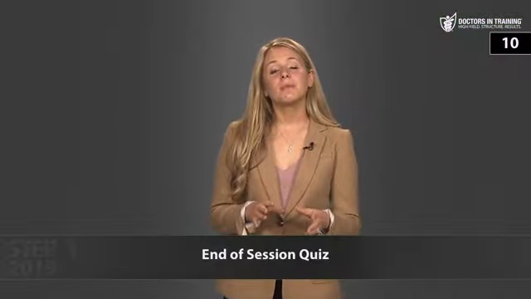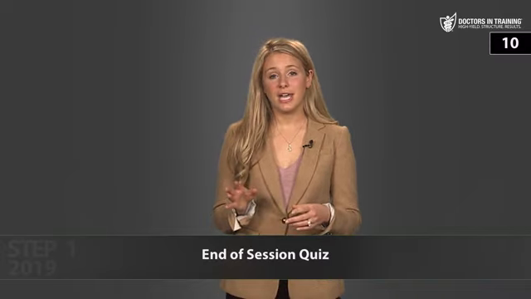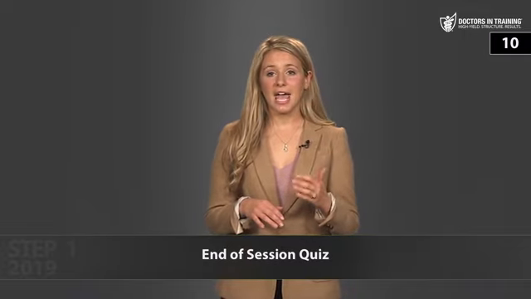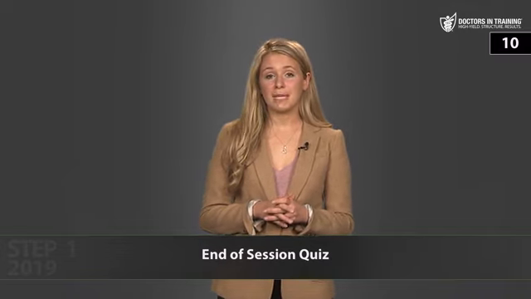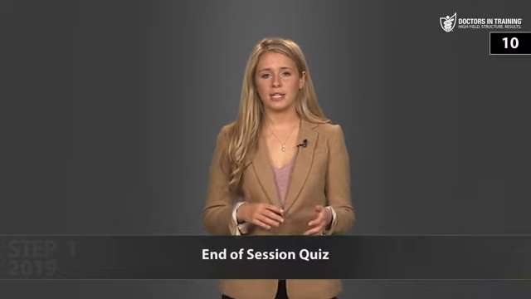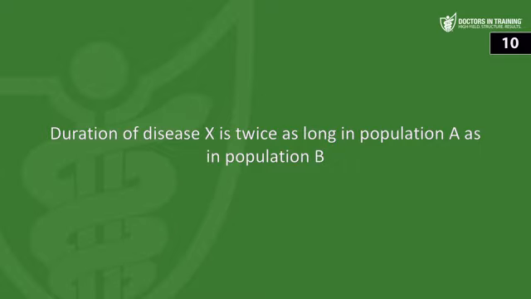Last question. The prevalence of disease X in population A is 2 times the prevalence of disease X in population B. The incidence is the same in populations A and B. What can be assumed about the disease duration in population A versus population B? If the incidence is the same in both populations, but the prevalence is different, you have to assume the disease lasts longer in one population than in the other. So in this example, the duration of disease X is twice as long in population A as in population B.